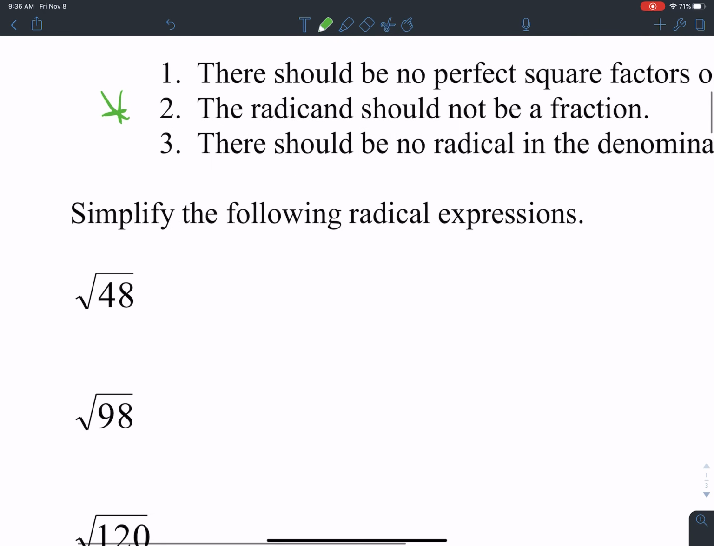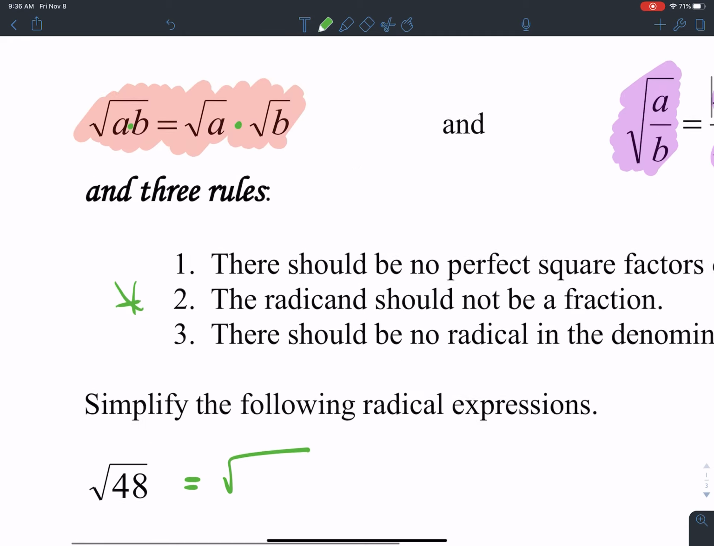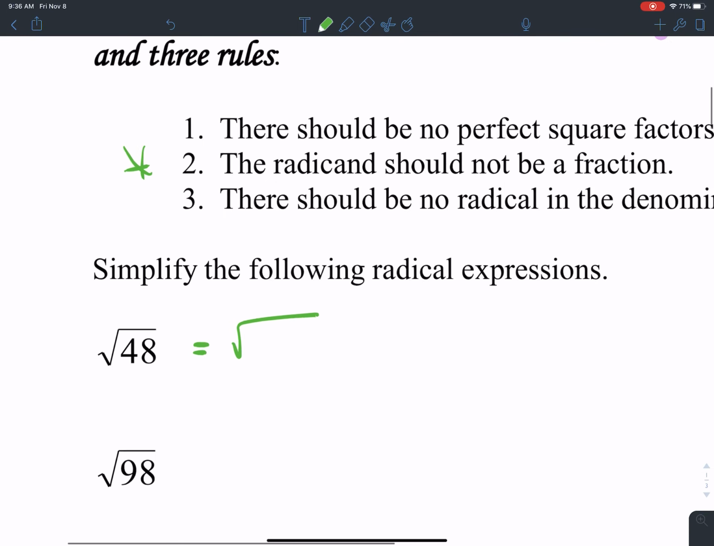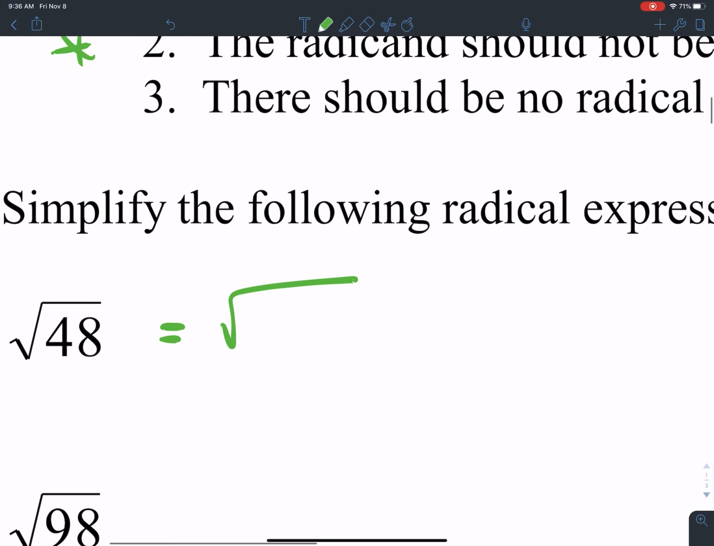So like showing our full work on the first one, I want to rewrite 48 as a product of two numbers, because if it's a product of two numbers, then I can split it up into two square roots. And when we're rewriting it, we want to rewrite it as a product of a perfect square and then a non-perfect square. So remember, perfect squares that simplify are like 4, 9, 16, it's 5 squared, 6 squared, 7 squared, so on and so forth.